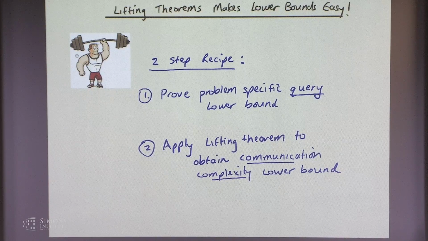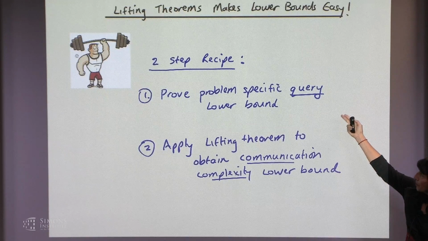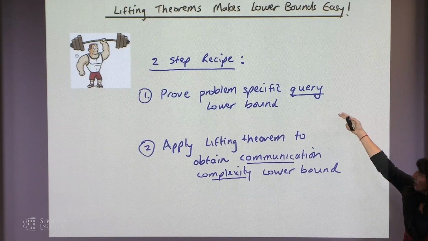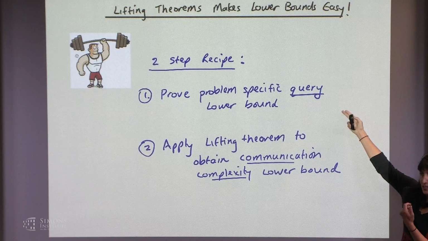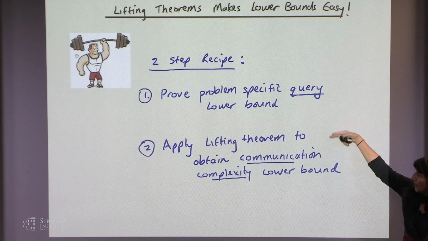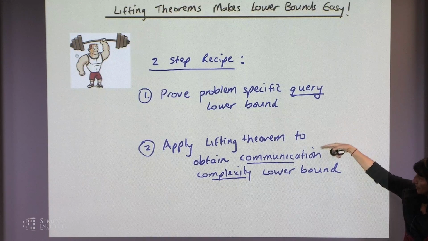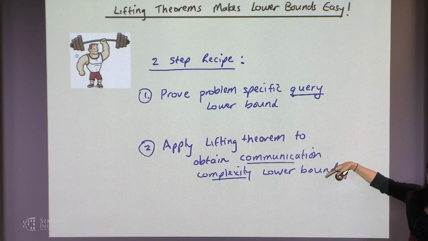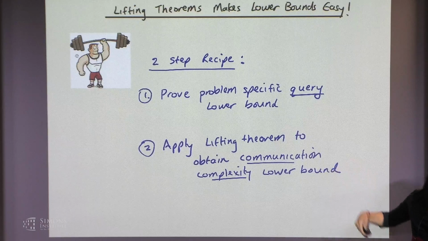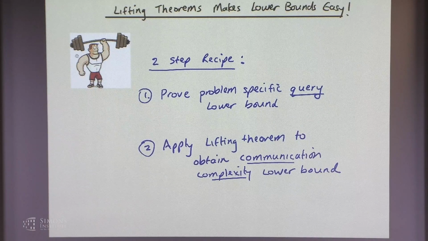Because once you have the lifting theorem, let's say you want to prove a separation, all you have to do is study the query complexity of some base function that gives you whatever separation you want, and then just apply it verbatim with the lifting theorem, and you automatically get the same result in the communication world. So it's called lifting, or escalation, because you're translating a lower bound in a simple model to a lower bound in a more complicated model.